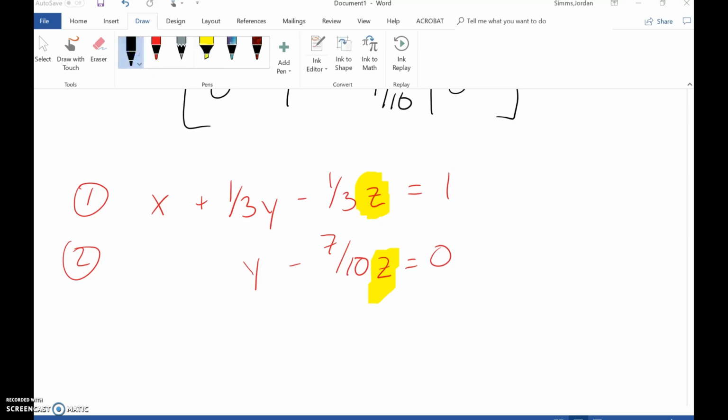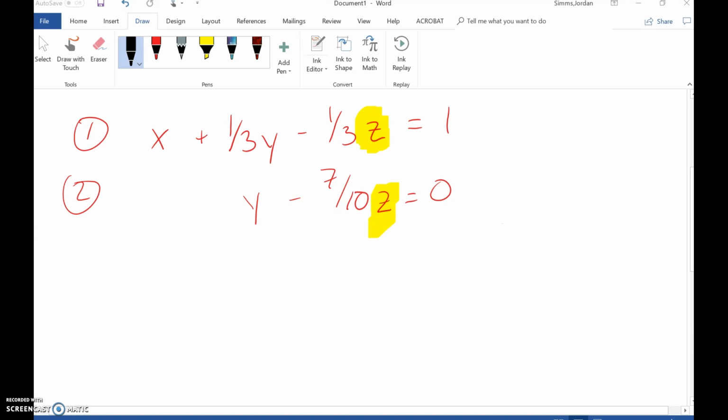And basically what I'm going to do is I'm just going to rearrange this. I'm going to solve for x and y in terms of z. So here's what I mean. Let's do equation 2 first. We have y minus 7/10z. I want to get y by itself. So I'm going to add 7/10z to both sides.